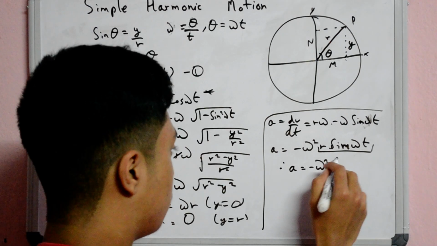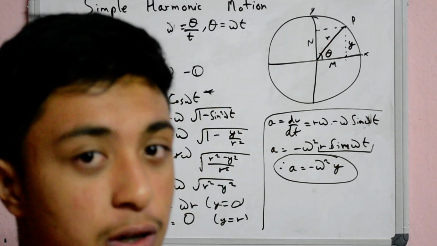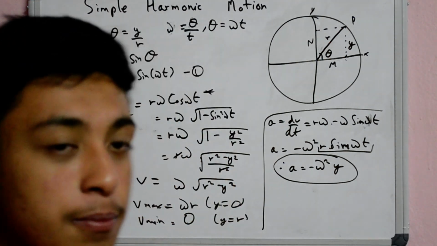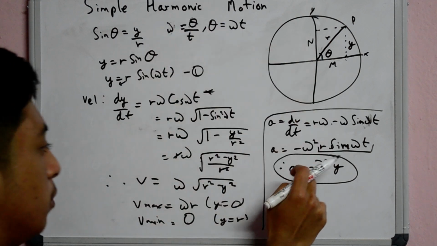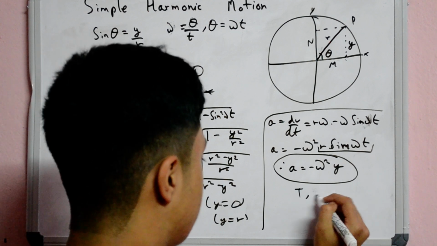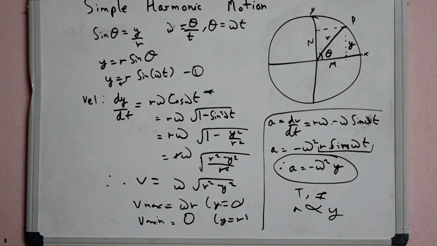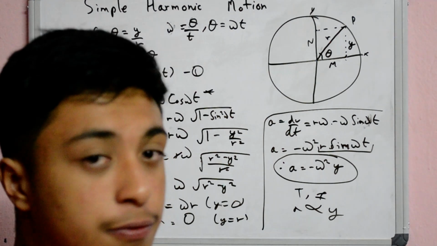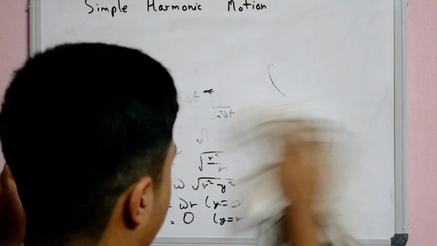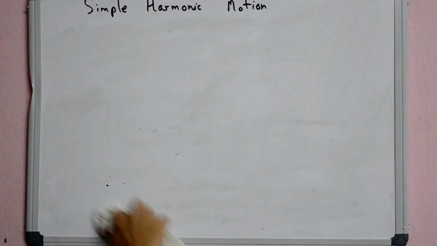This is a big equation that you'll have to use to show that other motions, such as a pendulum swinging and a spring mass system, are in fact simple harmonic motion, in which you will need to find the time period and the frequency, and to show that a is directly proportional to y. So let's start off with a pendulum. This is a very important topic.